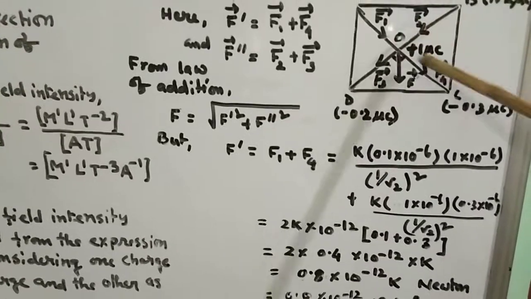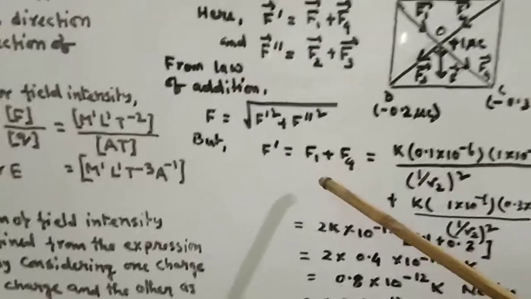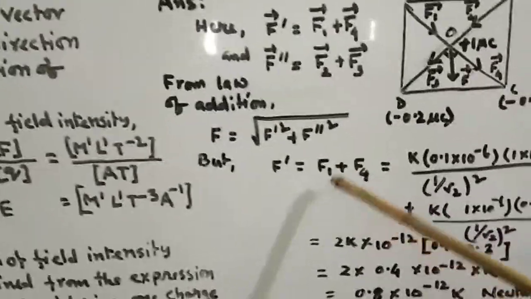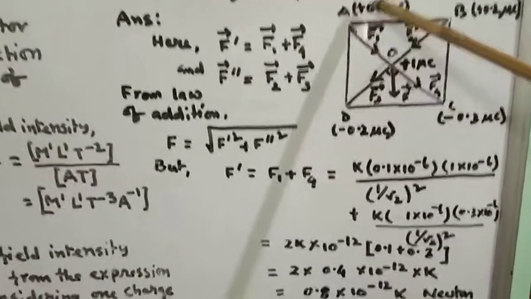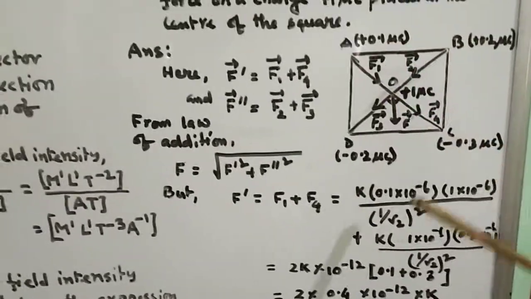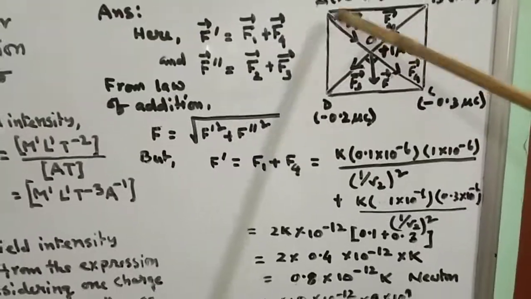So if we apply the law of vector addition, then the magnitude of F dash vector is nothing but the sum of the magnitude of F1 and F4. So F1 is the force between plus 0.1 microcoulomb and 1 microcoulomb. So you substitute Q1, Q2, and what is the distance? This part we can show here.